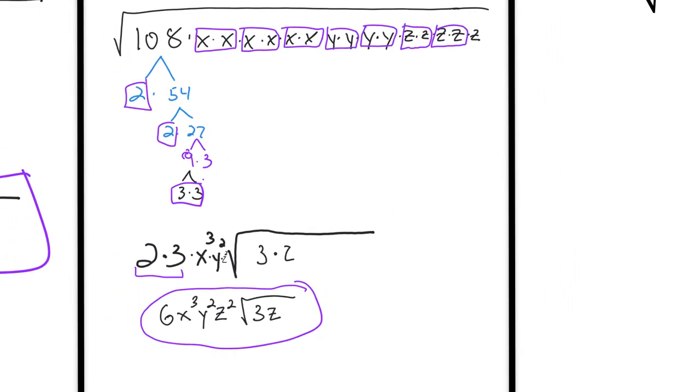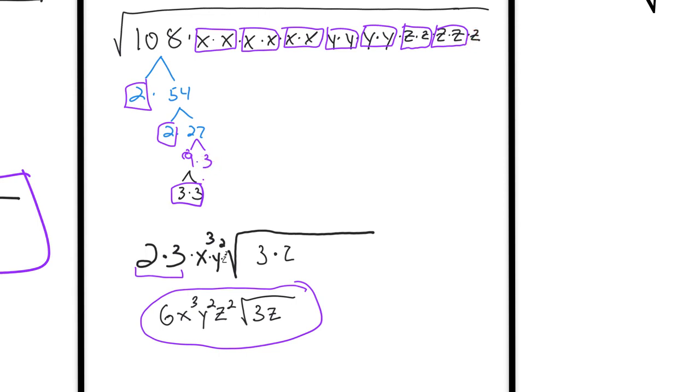Now, just to make sure that you guys understand what the numbers come from, we do have an x cubed because we have 3 pairs of x's inside of the radical. We have the y squared because we have 2 pairs of the y's, and the z squared because we have 2 pairs of the z's. The 3 and the z, the one inside of the radical, they don't have a pair, so they stay inside.